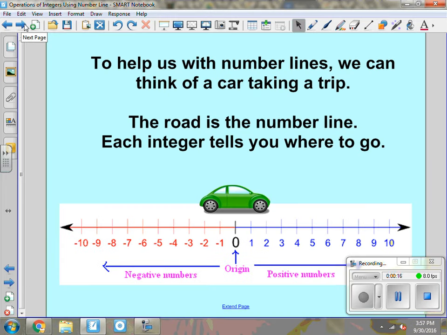To help us with our number lines, we're going to think of a car taking a trip. The road is the number line, and each integer is going to tell us where to go. So I've got my green car here. My car is going to drive on my number line, and the integers are going to tell us which direction we're driving.